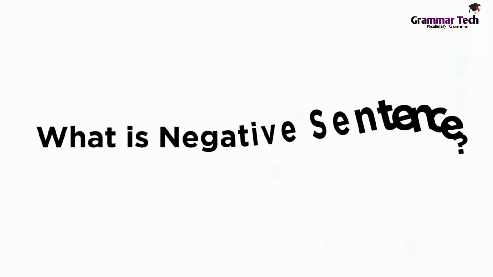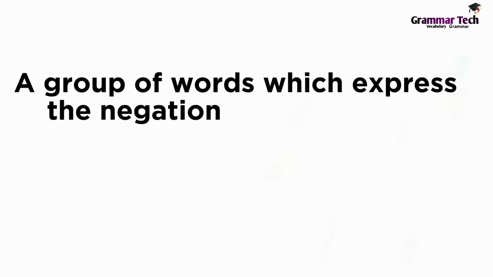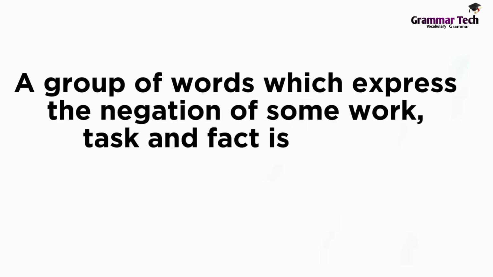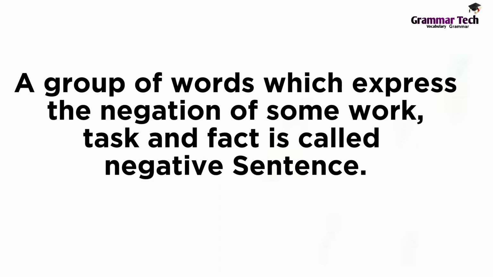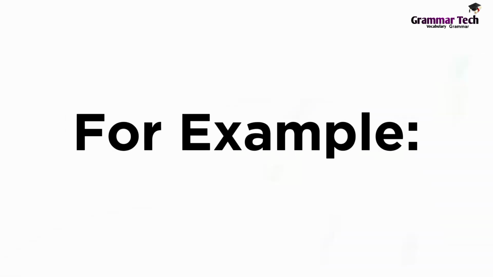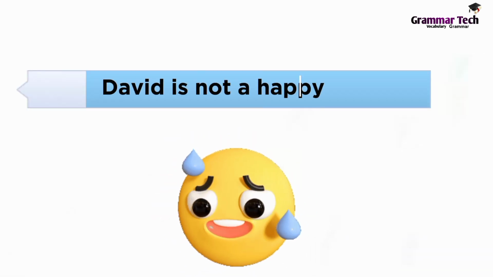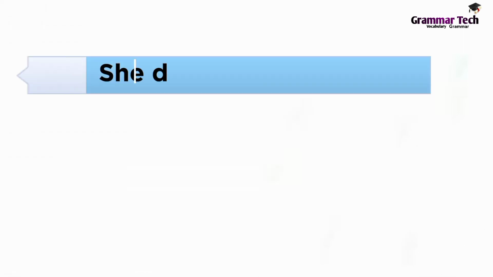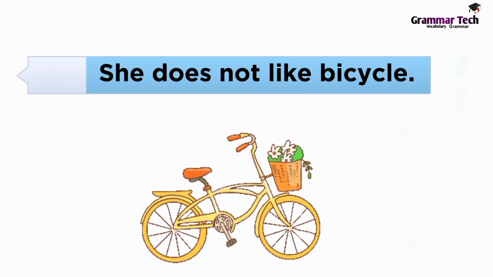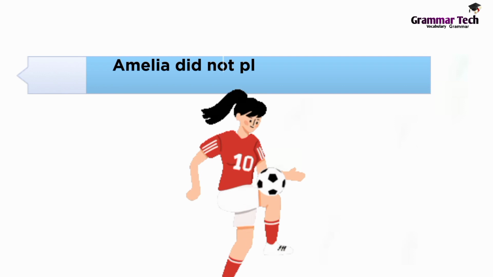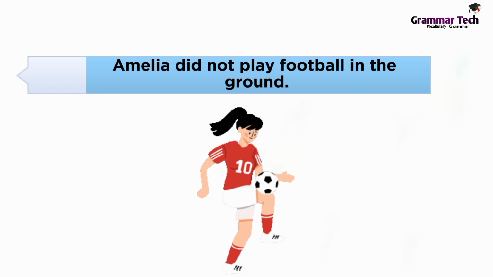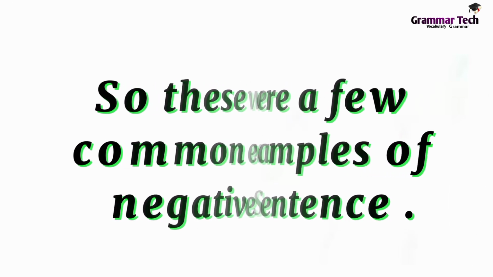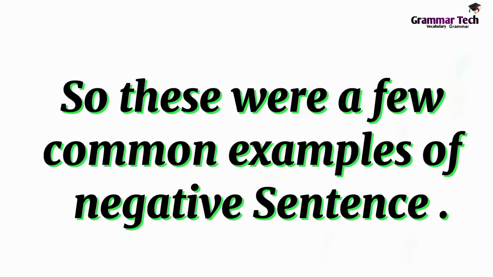What is negative sentence? A group of words which express the negation of some work, task, and fact is called negative sentence. For example, David is not a happy person. She does not like bicycle. Amelia did not play football in the ground. So these were a few common examples of negative sentence.